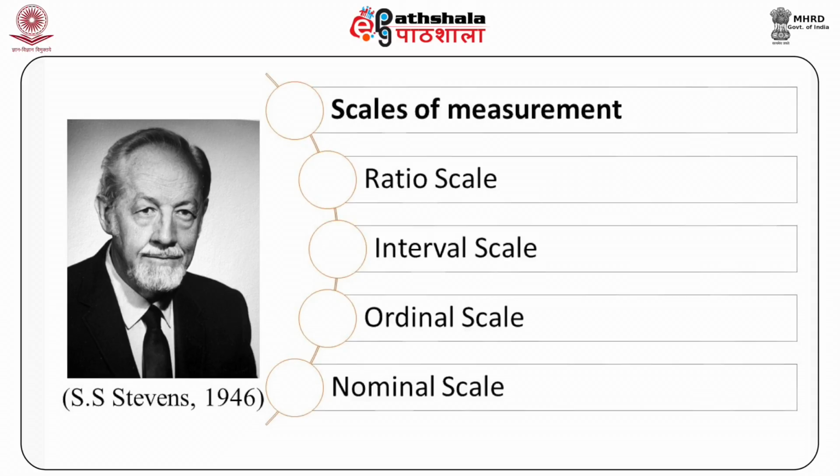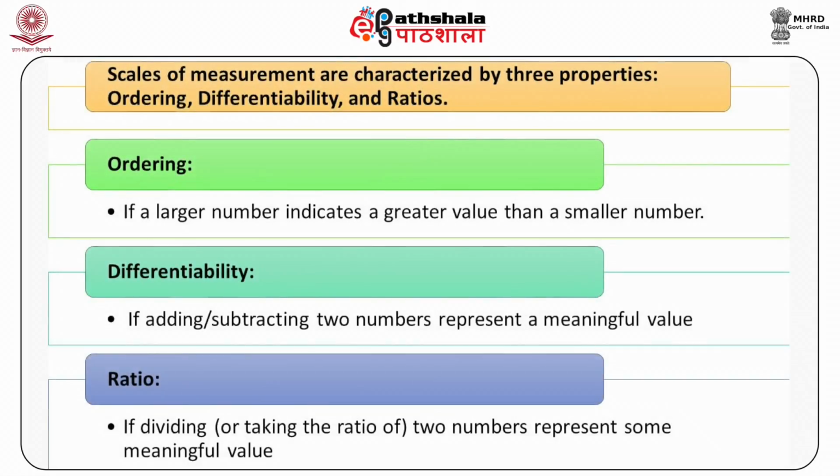These levels indicate the type of arithmetic that is appropriate for the data, such as ordering, taking differences or taking ratio. Scales of measurement are characterized by 3 properties: ordering, differentiability and ratios. Ordering is if a large number indicates a greater value than a smaller number. Differentiability, if adding or subtracting 2 numbers represents a meaningful value. Ratio, if dividing or taking the ratio of 2 numbers represents some meaningful value.